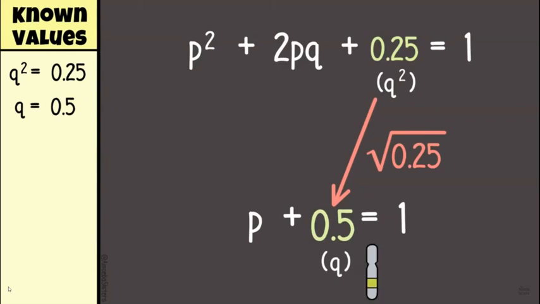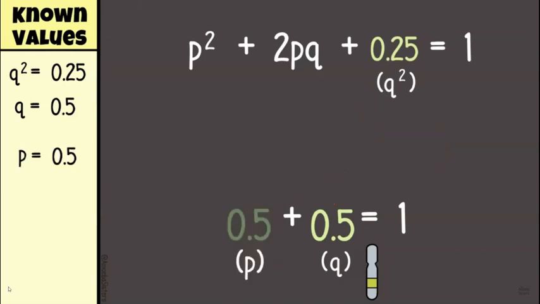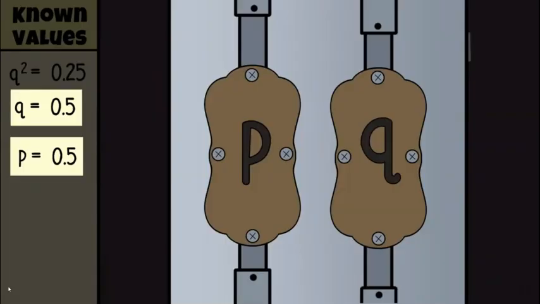If I know the q value, I can find out the p value using the first equation. Since p plus q is equal to 1, now I know that p is equal to 0.5. That's the allele frequency for the dominant allele, big G. Now I have p, and I have q, and I can take care of everything else.